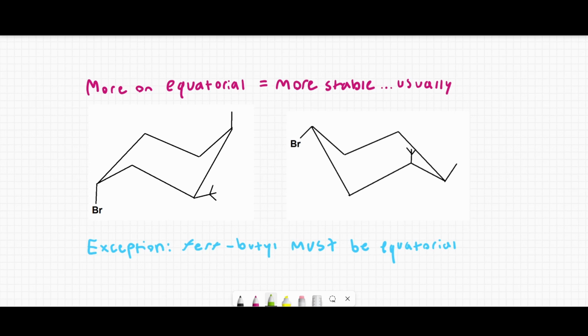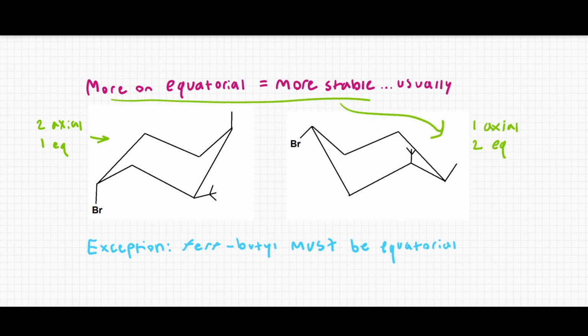The chair on the left has 2 in axial and 1 in equatorial. The one on the right has 1 in axial and 2 in equatorial. Typically, you would assume it's the chair on the right, but we've got to make that tert-butyl more comfortable, so that's why the chair on the left is the most stable.